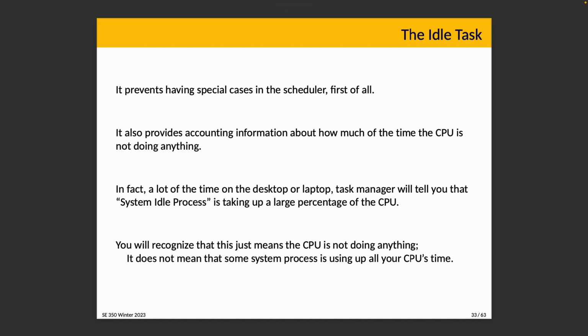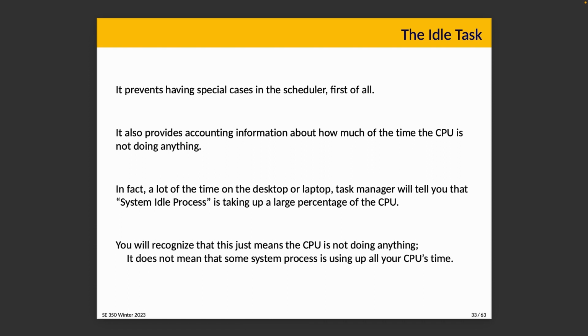Well, here are a few hints. Number one, it prevents having special cases in the scheduler. You don't have to have any code that covers the situation of what if the returned result is empty from the task that we should schedule next, because having the idle task means there's always something, even if that something does nothing. It's also good because we can look at the runtime that is assigned to the idle task, and that gives us some accounting information about how much of the time the CPU is not doing anything useful, right? It's not running a user program or some operating system task or something like that.